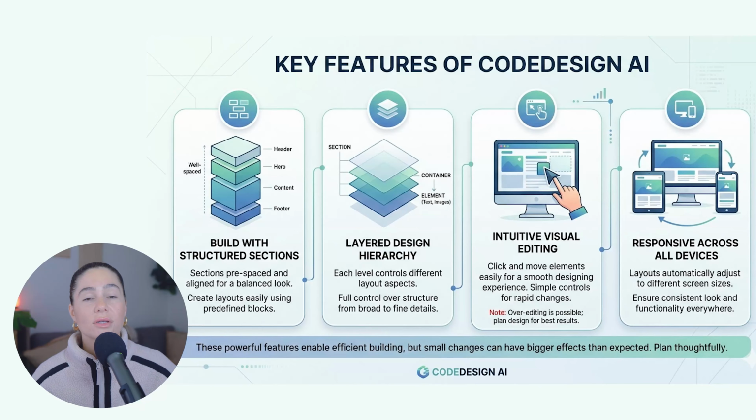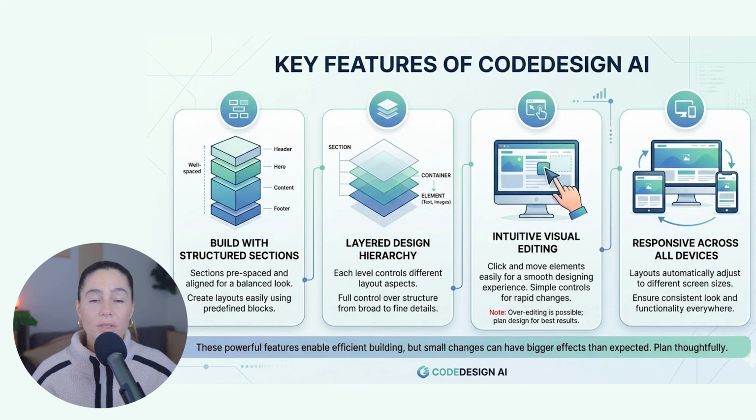So one of the main features of CodeDesign AI is that it builds your site in sections. Each section is already spaced and aligned in a way that looks balanced. Another feature is that everything is layered. You have sections, then containers, then elements like text and images. Each level controls a different part of the layout. You also have visual editing, which makes it feel easy to just click and move things around. But that ease can sometimes lead to over editing if you're not careful.